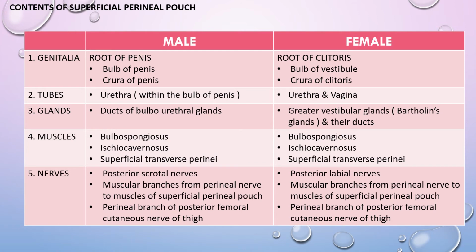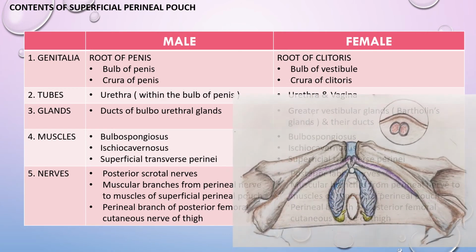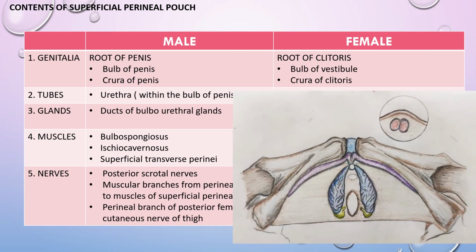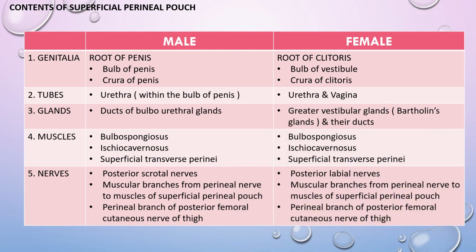In female, both greater vestibular glands and their ducts lie in the superficial perineal pouch. In the diagram, you can appreciate the greater vestibular gland partially overlapped by the bulb of the vestibule. The duct of the greater vestibular gland you can also appreciate in the diagram. Coming to the muscles as a content, in male and female, the muscles are the same. They are bulbospongiosus, ischiocavernosus, and superficial transverse perineal muscle.